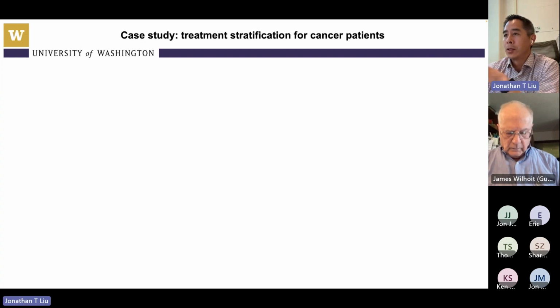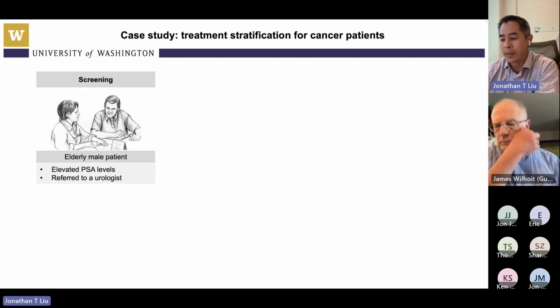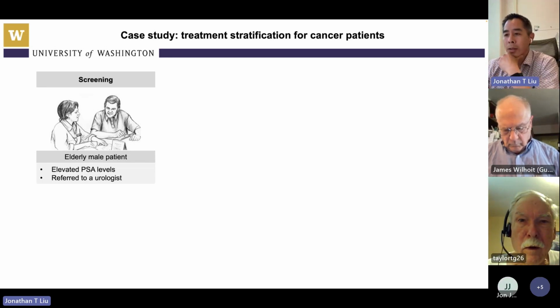So I'll start with a case study to illustrate the type of patient we're trying to help with our technology. As I mentioned, I've been working with a lot of these genitourinary pathologists who focus on prostate cancer. Men of a certain age are recommended to get our PSA levels checked. This is a blood test to look for an antigen that tends to rise when there's a presence of prostate cancer.